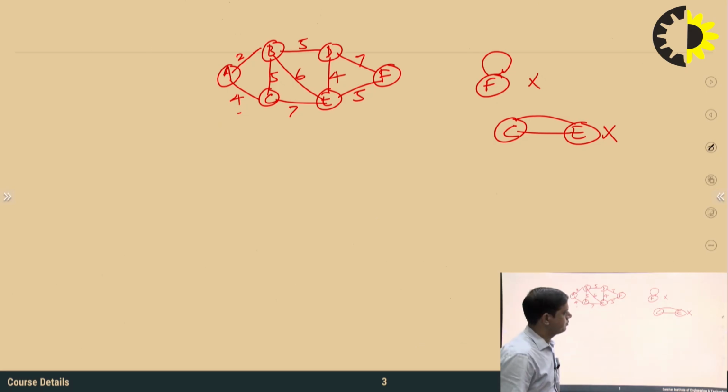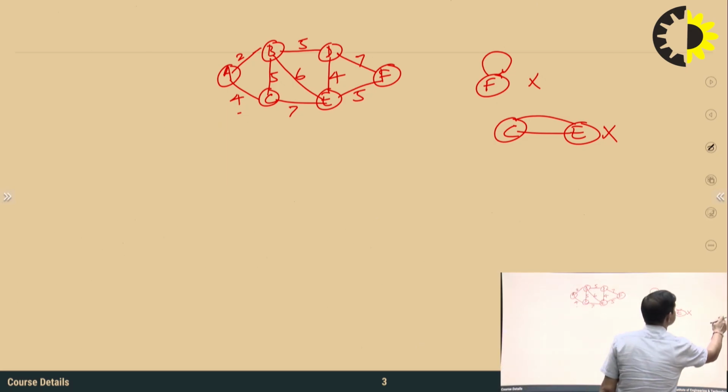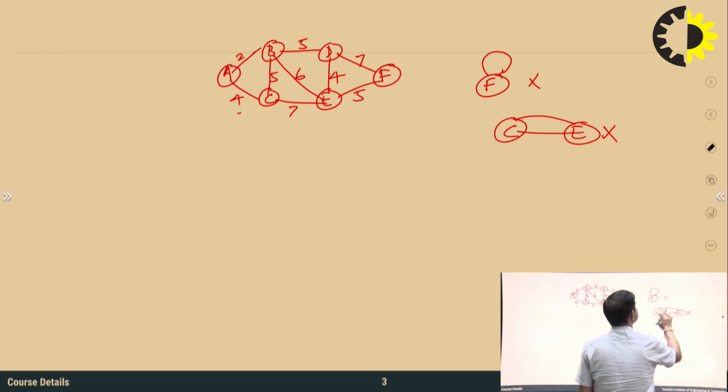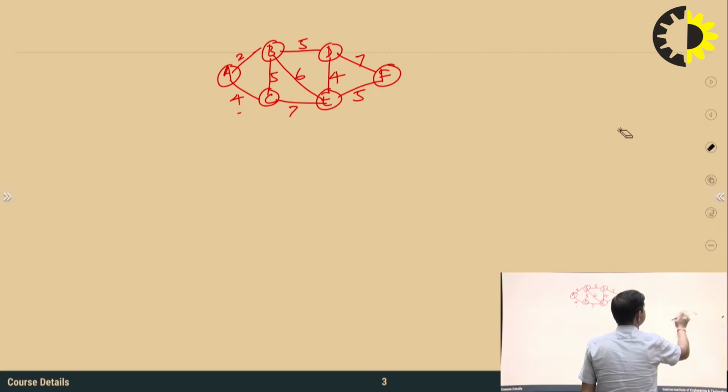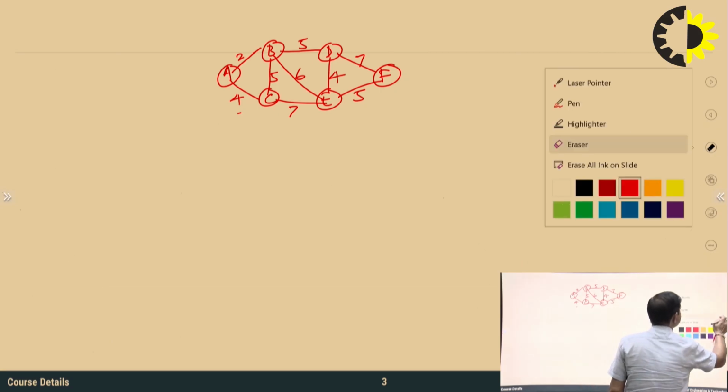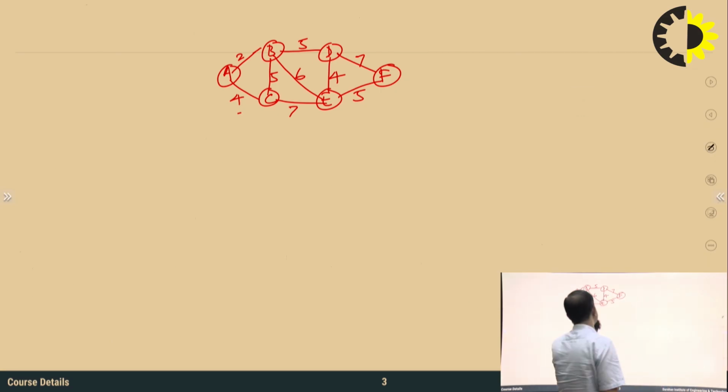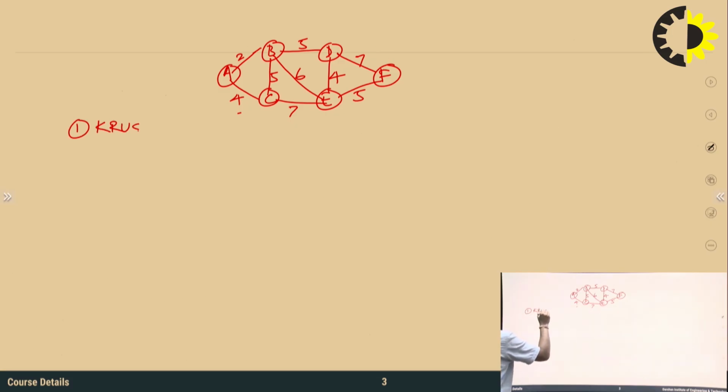Now we will make the minimum spanning tree for this given graph. First of all, we are going to do this with the help of the first method, that is called Kruskal's algorithm.